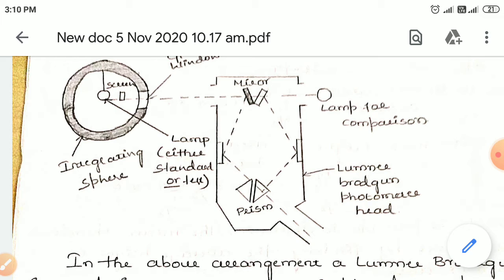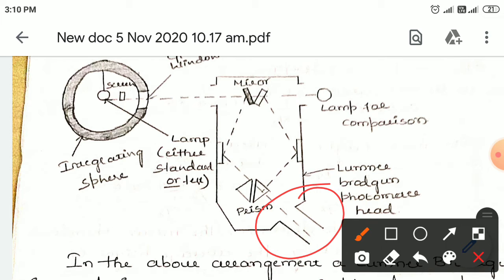In the arrangement shown in this figure, the Lumen Bourdon photometer head is used, in which the mirror is placed here, as indicated. The light from the glass window is reflected by this mirror. This is the Lumen Bourdon photometer head completely. As shown here, the light is reflected by this mirror through this prism.